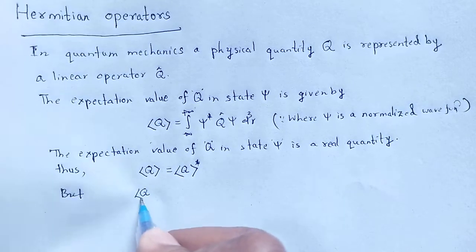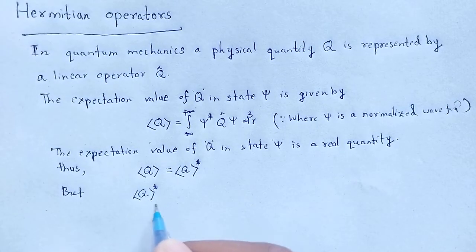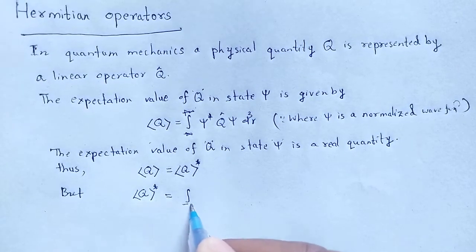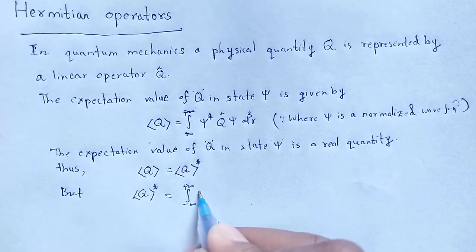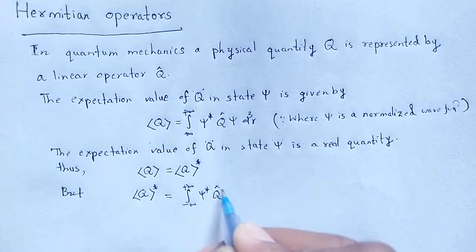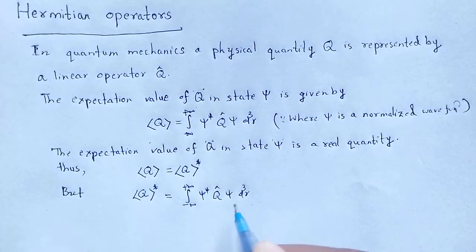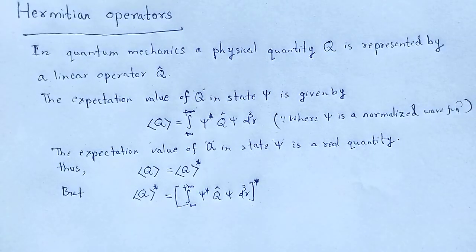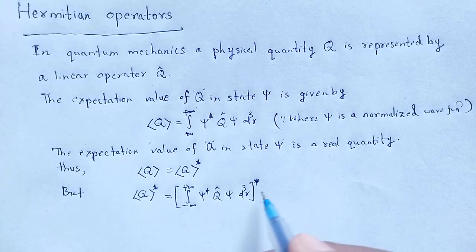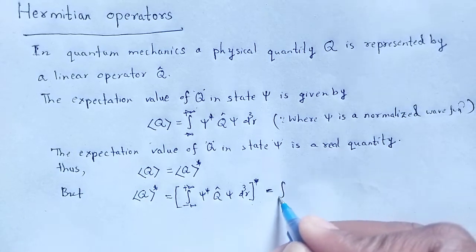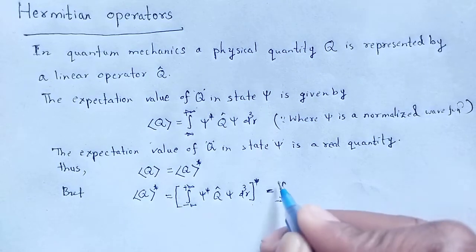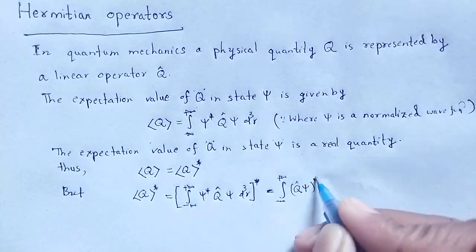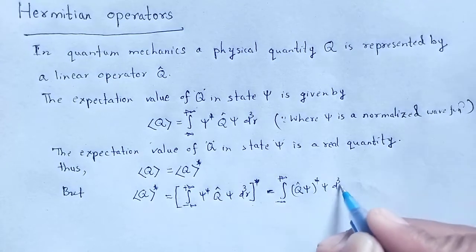The complex conjugate of that observable Q: in place of Q we write the integration from minus infinity to plus infinity of psi star Q cap psi dqr, and its conjugate gives rise to the integration from minus infinity to plus infinity of Q cap psi star psi dqr.